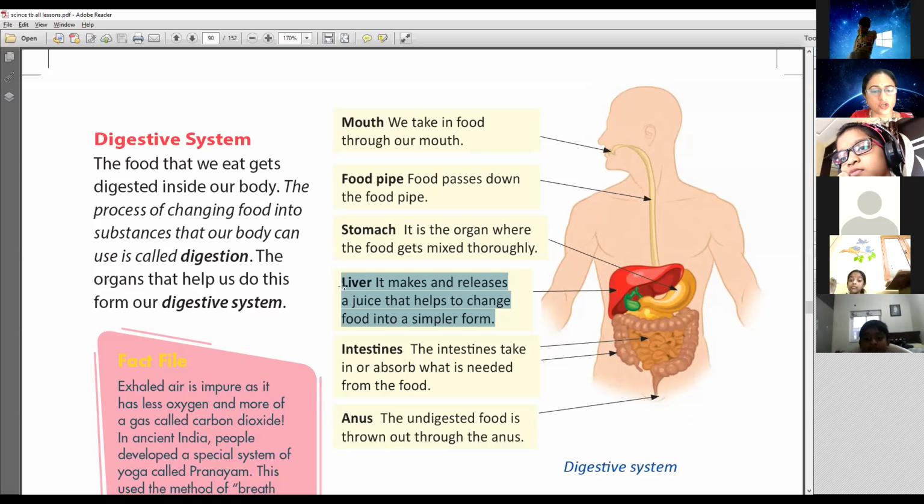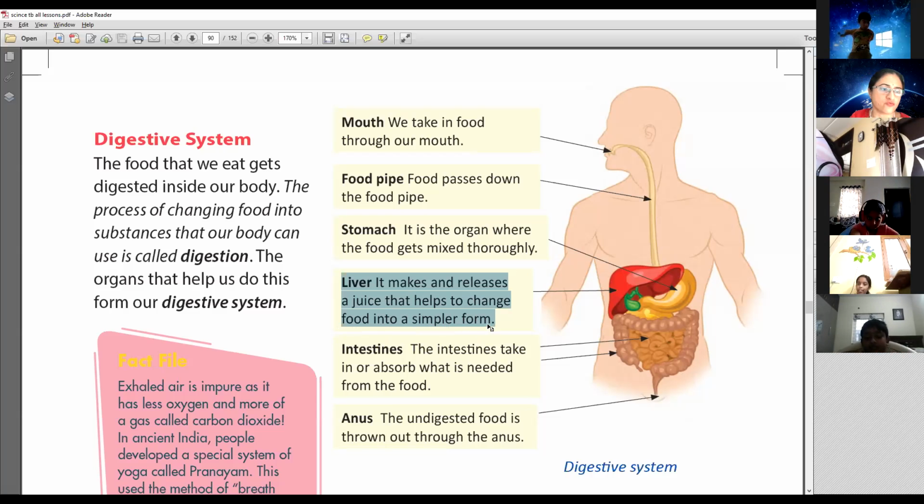And what is the function of the liver? See, this is the liver, this red part they are showing. Liver makes and releases the juice that helps change food into a simpler form. See, suppose we eat chapati. Do you think chapati can directly go into our blood and give energy? Is it possible? No. So what is the function of liver? It takes some time to give us strength, ma'am. Yeah. So what is the function of liver?